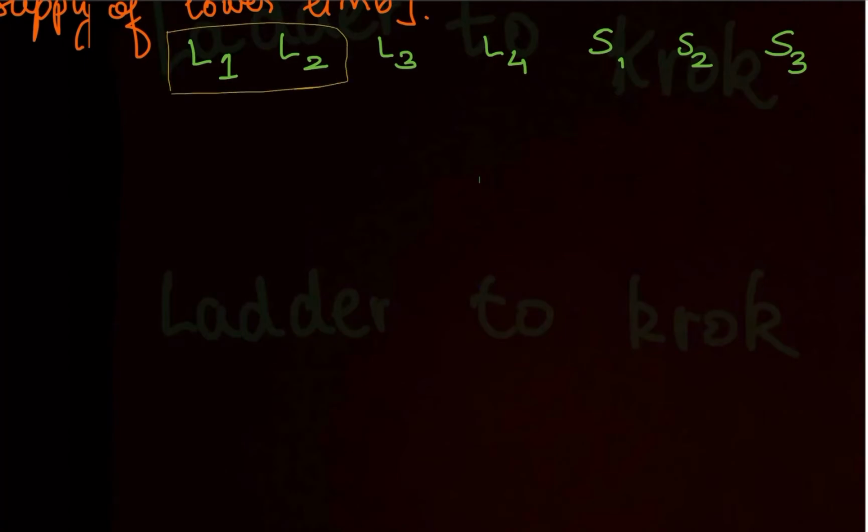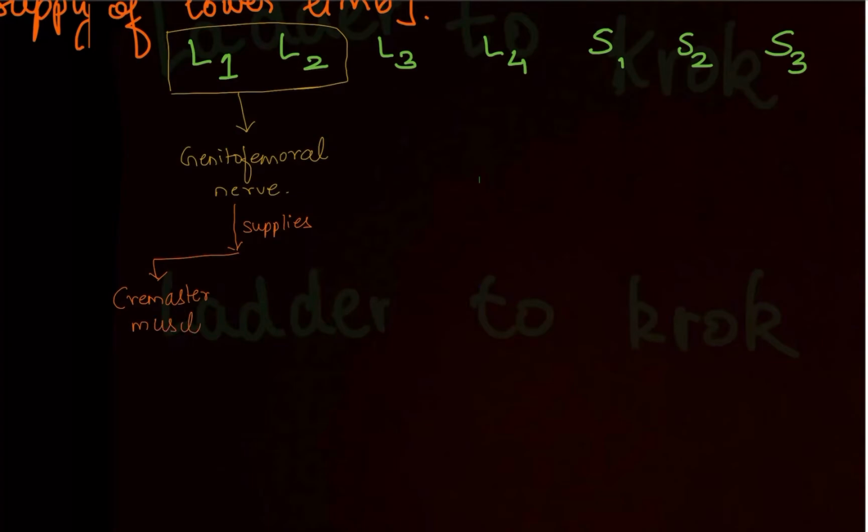This L1 and L2 together will give a nerve that is genitofemoral nerve. So what will be the root value for genitofemoral nerve? It is L1 and L2. Now this genitofemoral nerve supplies two things, okay? First is the cremaster muscle. It is the muscle of testis. And the second is skin around medial surface of thigh.